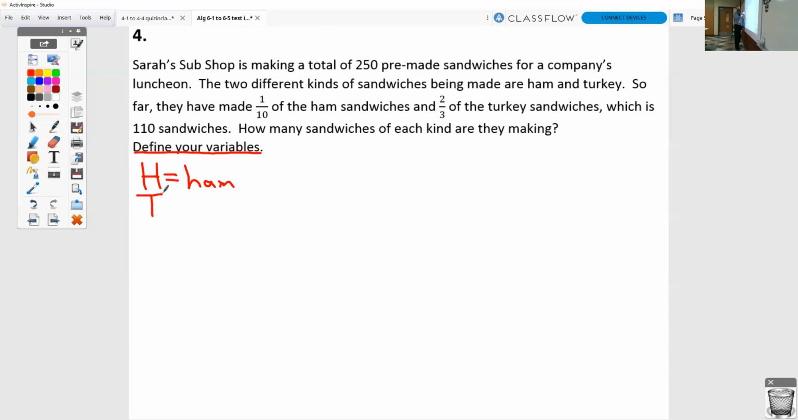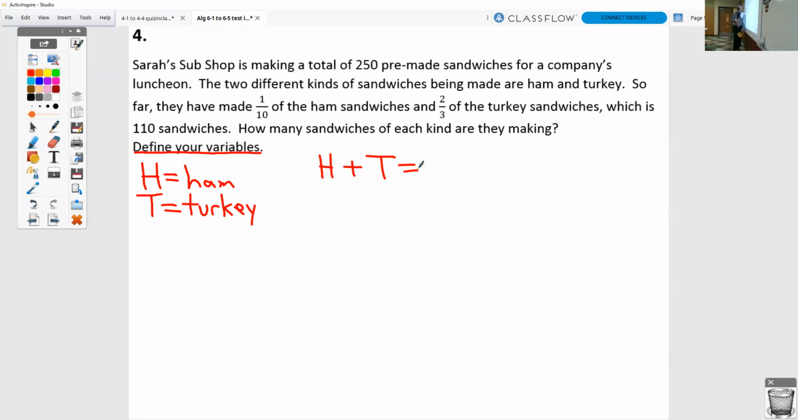H equals ham and T equals turkey. I would not use a lowercase t because it would look like a plus sign for some people. So right away from those first two sentences, we know the first equation. We have two different kinds of sandwiches. We have ham and turkey.